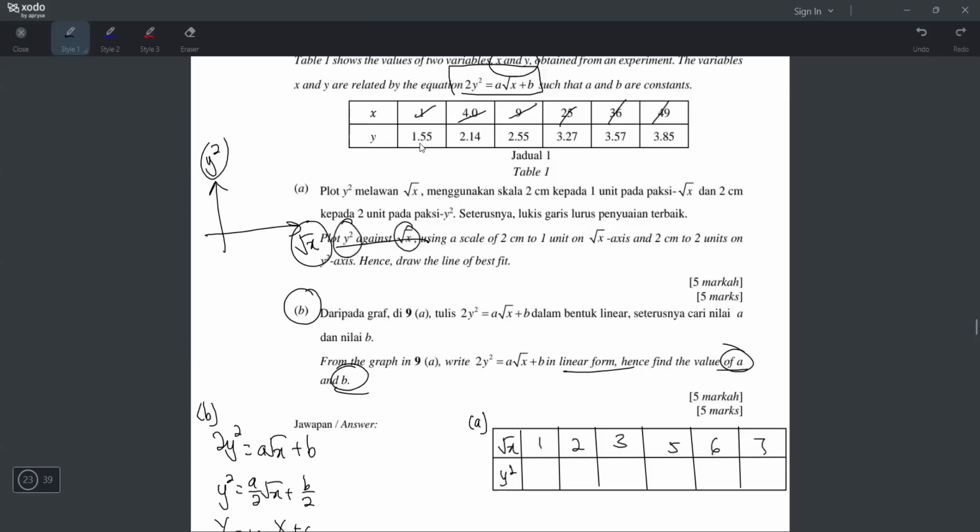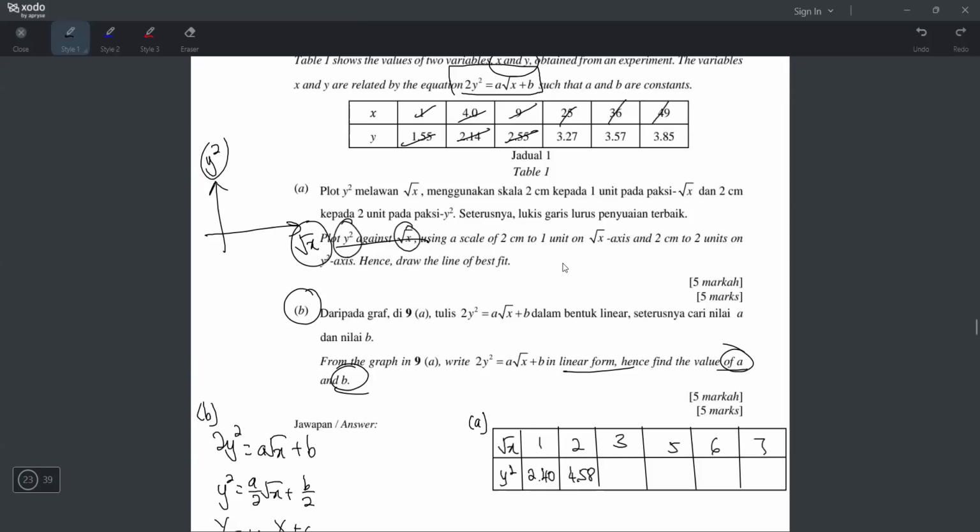Okay, so 1.55 square, 2.40. 2.14 square, 4.58. Okay, use your calculator to help you. And always write two decimal places. Why write two decimal places is because this is a graph question. For a graph, if you want to plot the points later, you will always write two decimal places only.